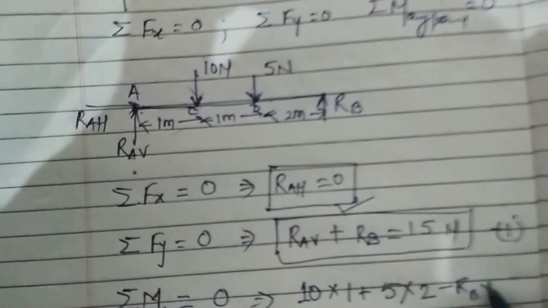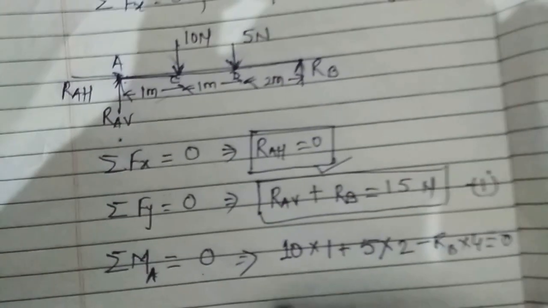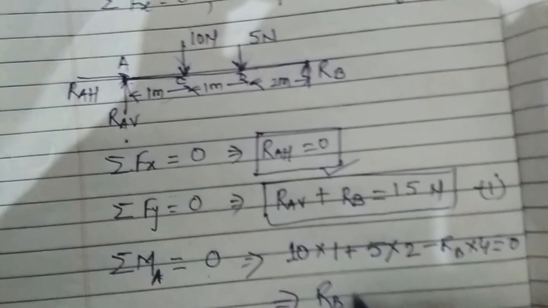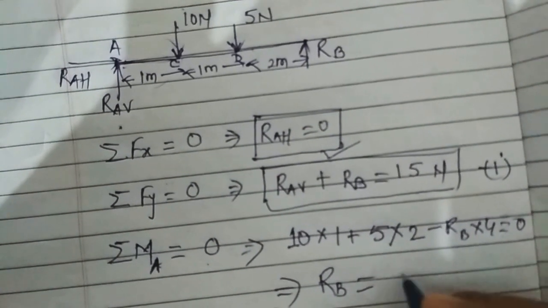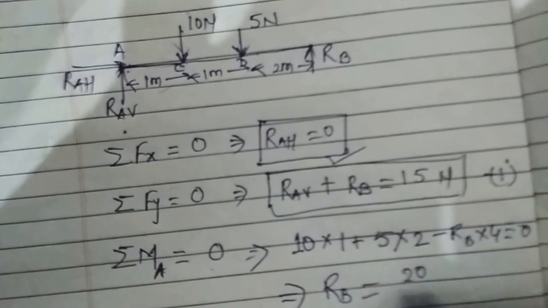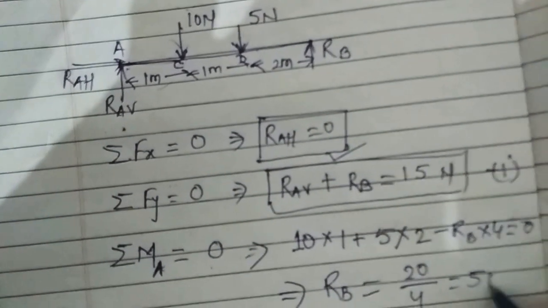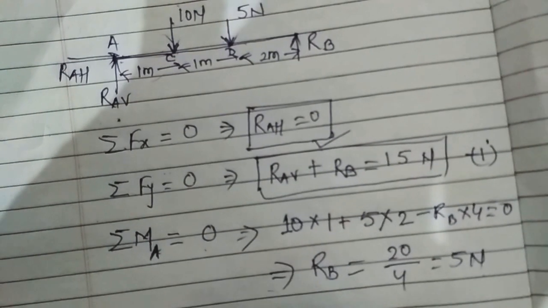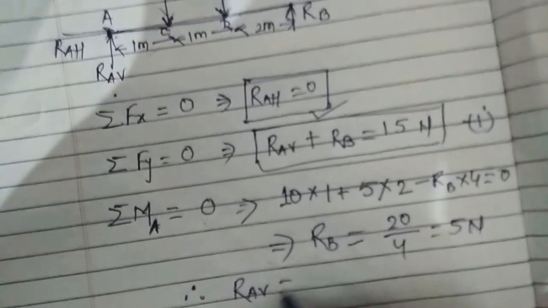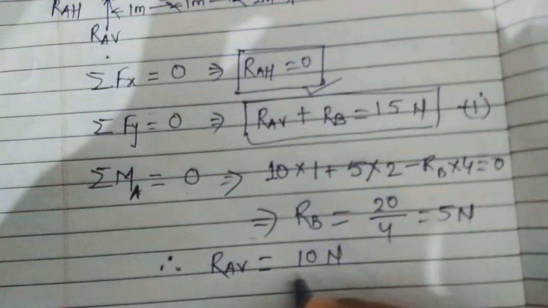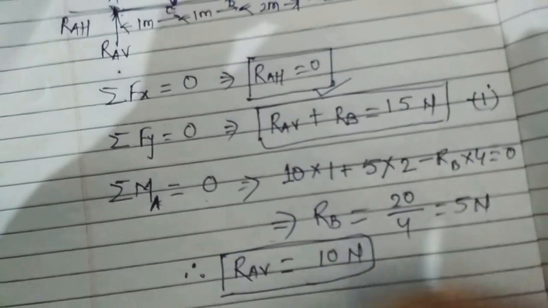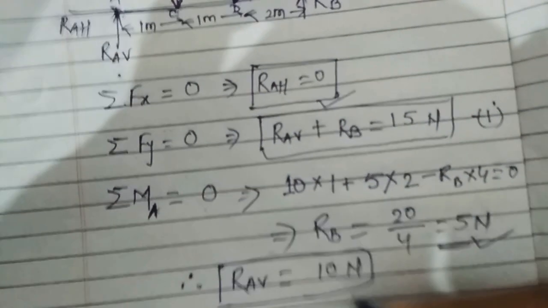Next, RB into 4 equals 0. So we have found the value of RB, the reaction force at point B, is 20 by 4, that is 5 Newton, and hence the value of RAV equals 10 Newton. So we have found the value of the reaction forces at point A and at point B.